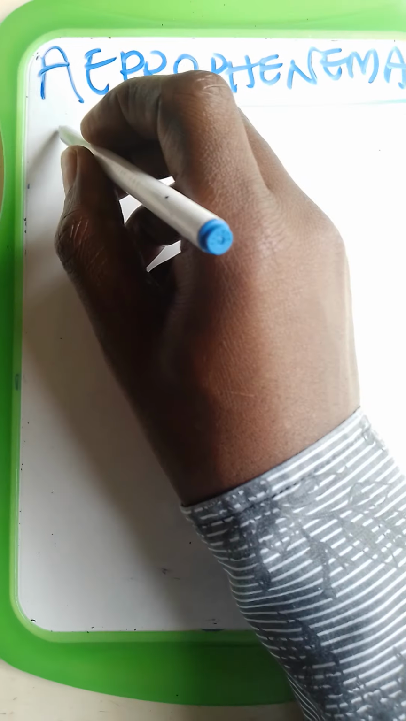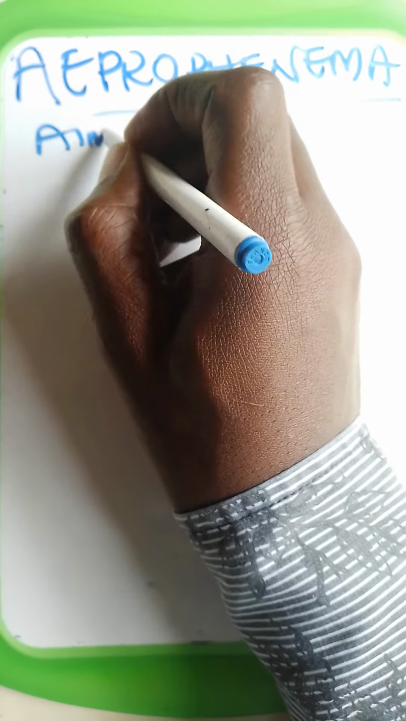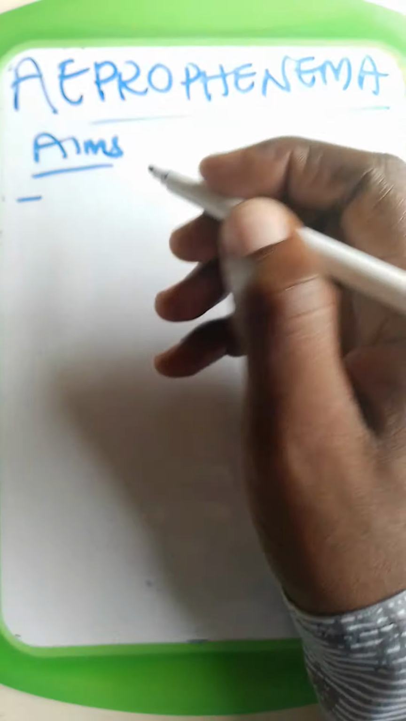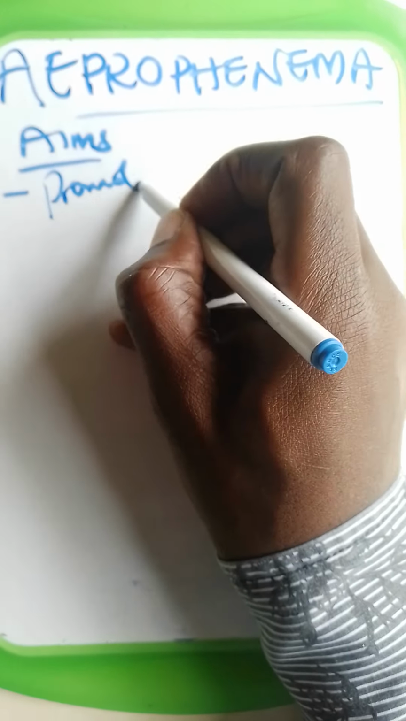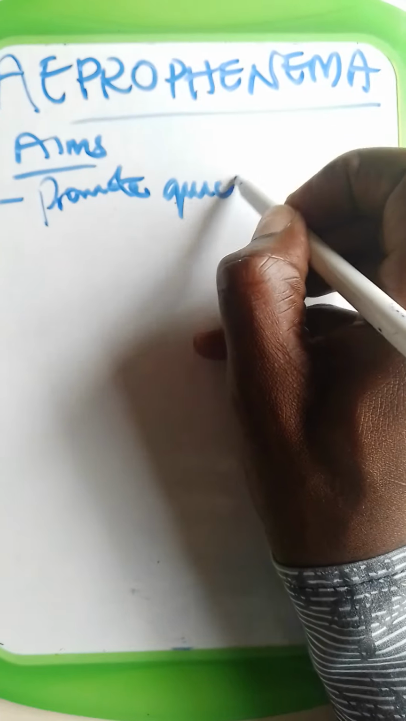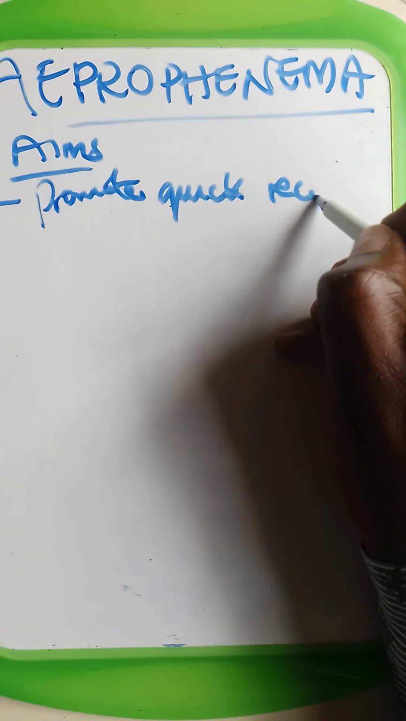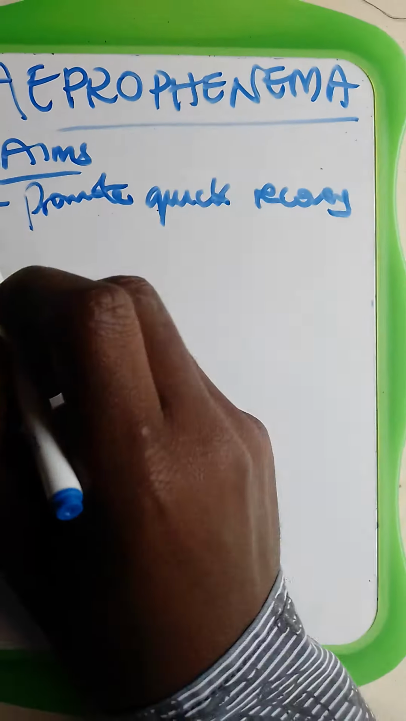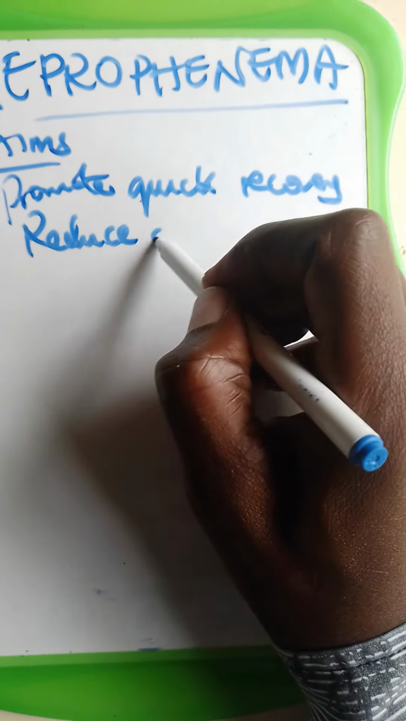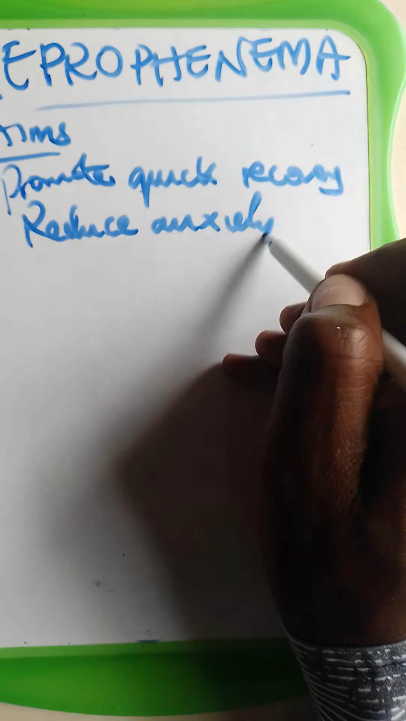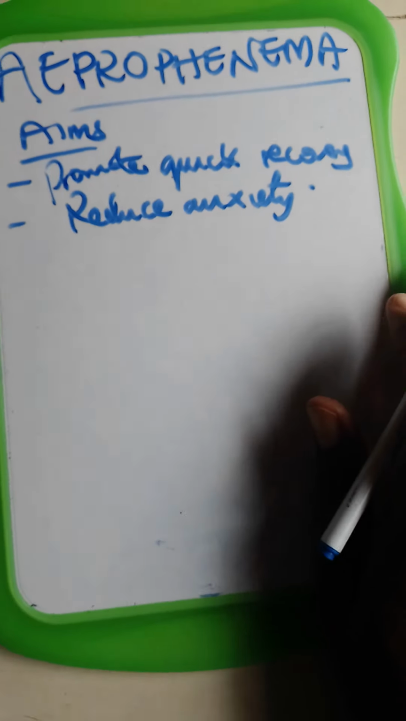So let's look at the aims of the nursing care. Probably the common one you would say would be to promote quick recovery, and then maybe to reduce anxiety. These would be the common ones that you may have there. Then what about the environment?